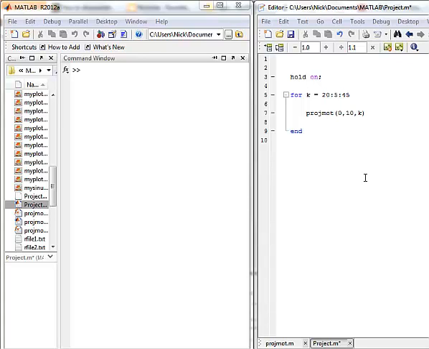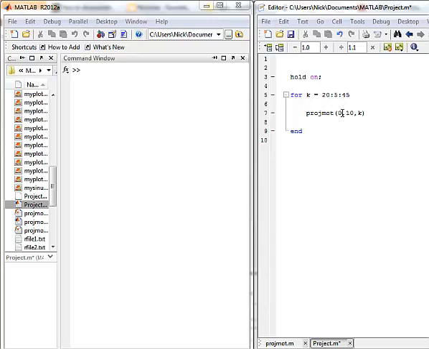Welcome, this is a demonstration of my projectile motion function. So what I've set up is a for loop that steps the variable k from 20 to 45 in increments of 5. And the input variable that k stands for in this case is theta, or the initial angle of launch. And my projectile motion incorporates three inputs.